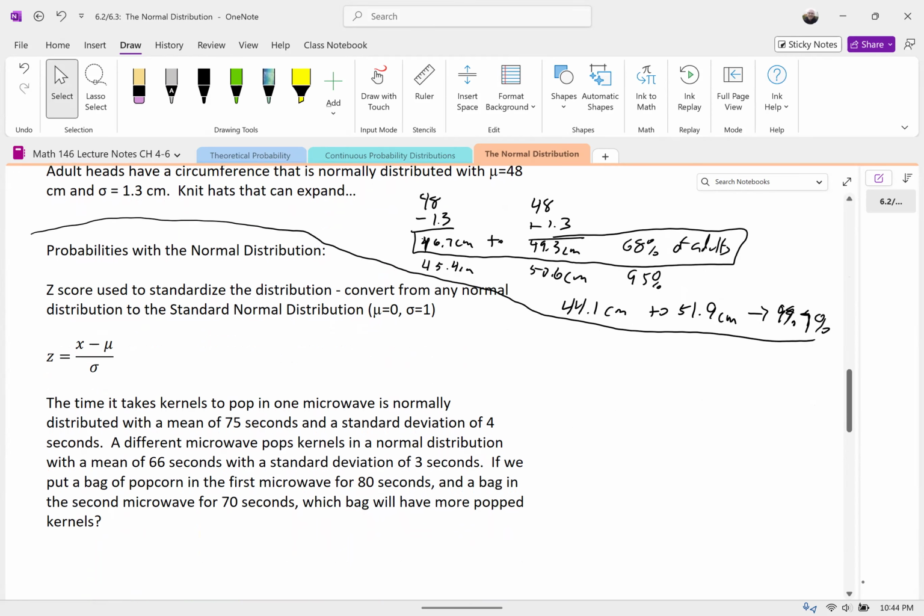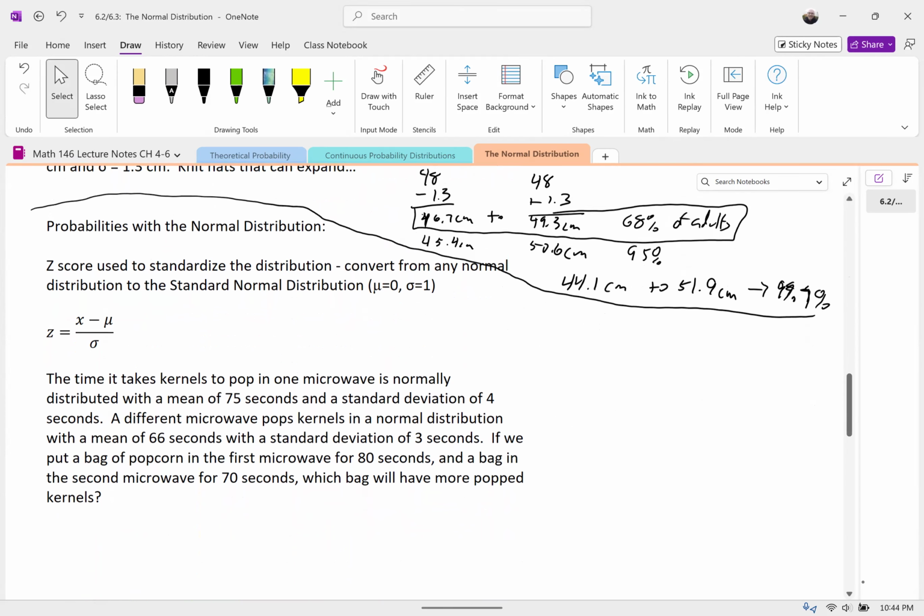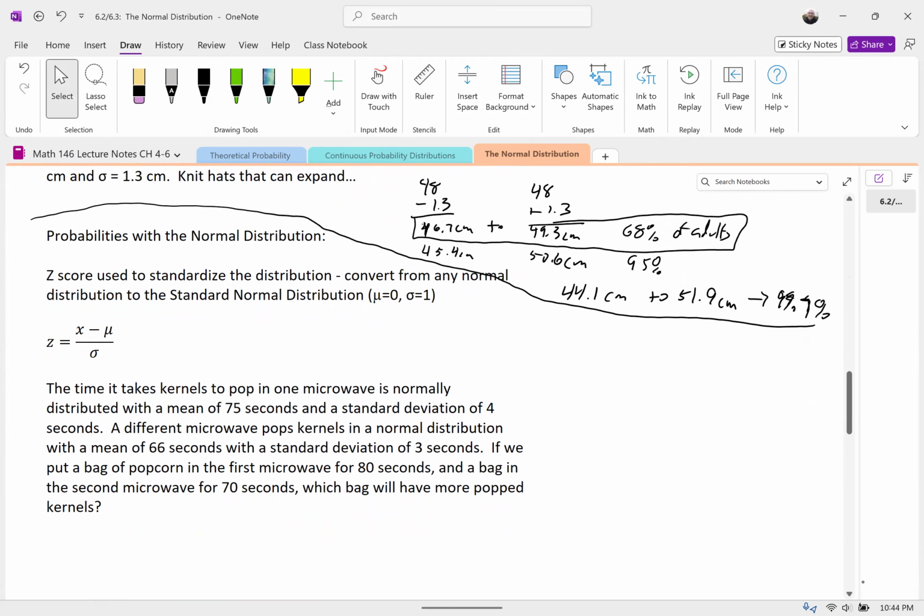And it might be a way to standardize your distribution. It's a way to convert from any normal distribution to the standard normal distribution. The standard normal distribution is a specific distribution. You've got a normal distribution that describes things with all sorts of different means and standard deviations, but the standard normal distribution has a mean of 0 and a standard deviation of 1. And the way that you can do that if you're trying to find an area underneath the normal distribution is we convert to the standard normal distribution with a z-score.